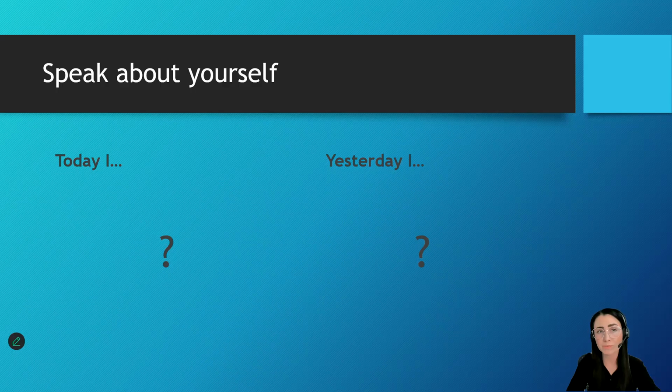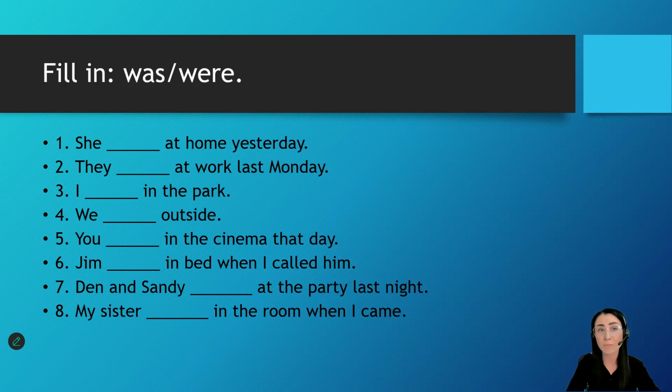What about you? How do you feel today? How did you feel yesterday? Make sentences about yourself using am or was. Thank you so much for your hard work. Let's do some more. Fill in was or were. I would like to remind you, we use was for he, she, it, and I. We use were only for you, we, and they. Go ahead.